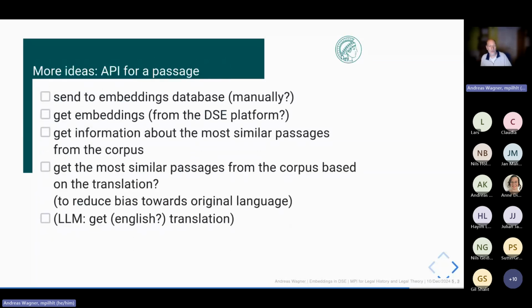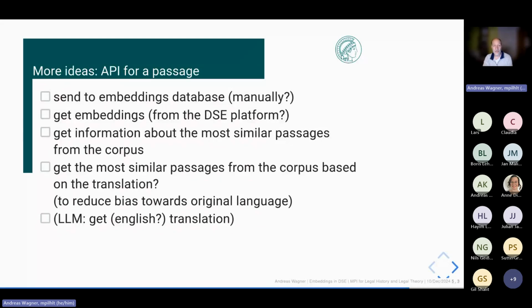But here's also what, aren't these also interesting features to have in an API for a passage: send this paragraph to an embeddings database. I'm not sure if this is really something that you would want to do, like clicking on the paragraph, or harvesting the paragraphs with a harvester. I don't know how the scenario would be, how this would be triggered. But anyway, sending this to an embedding service or to an embeddings database, that's one idea.